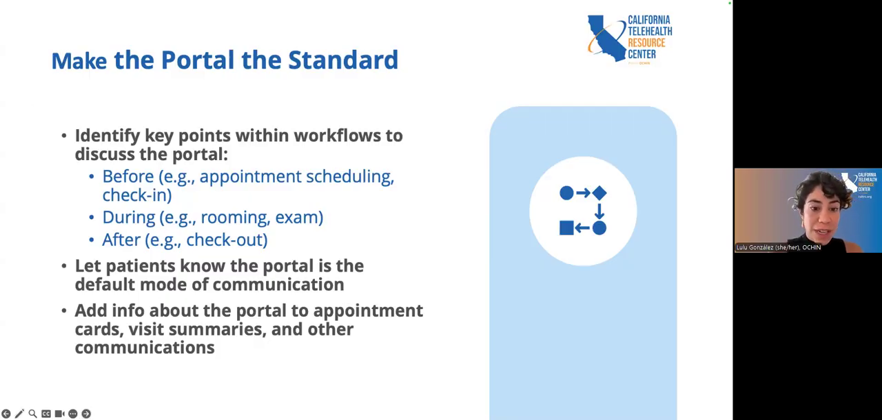And when talking about tests or imaging results, let patients know that the portal is the default mode of communication unless a different mode is warranted. And like with the campaign, consider a soft reminder about the portal on appointment cards, visit summary printouts, and other communications.